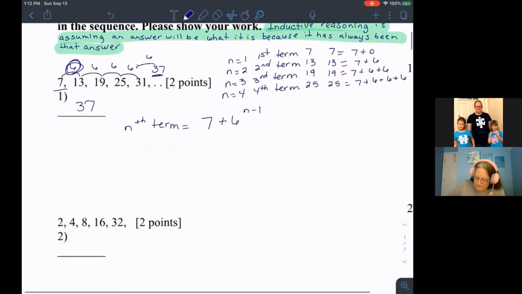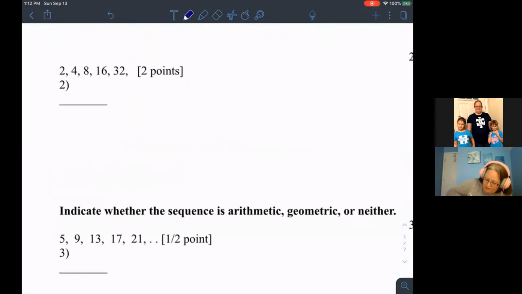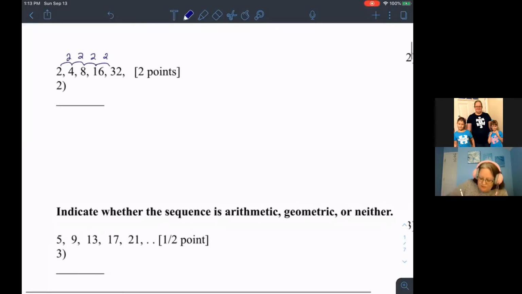All right. So number 2, we have 2 to 4, we're multiplying by 2. 4 to 8, we're multiplying by 2. 8 to 16, we're multiplying by 2. And 16 to 32, we're multiplying by 2. So using inductive reasoning, we assume the next term would also be multiplied by 2. So that would be 32 times 2, which gives us 64.